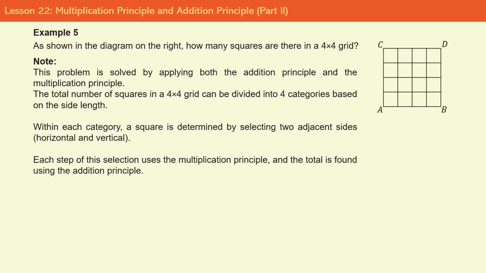This problem is solved by applying both the addition principle and the multiplication principle. The total number of squares in a 4x4 grid can be divided into 4 categories based on the side length. Within each category, a square is determined by selecting 2 adjacent sides, that is horizontal and vertical. Each step of this selection uses the multiplication principle, and the total is found using the addition principle.